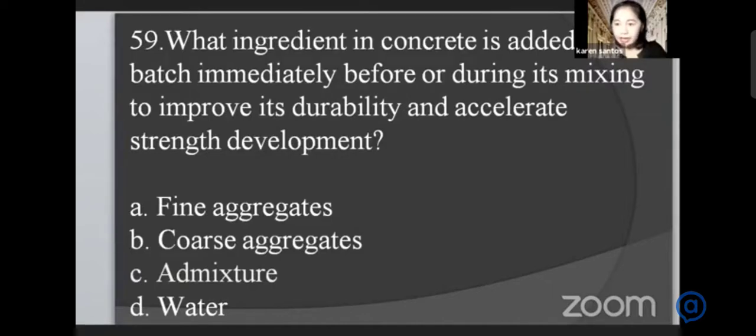So what is the correct answer? It's letter D or letter C. Okay, so the correct answer is letter C, which is admixture.